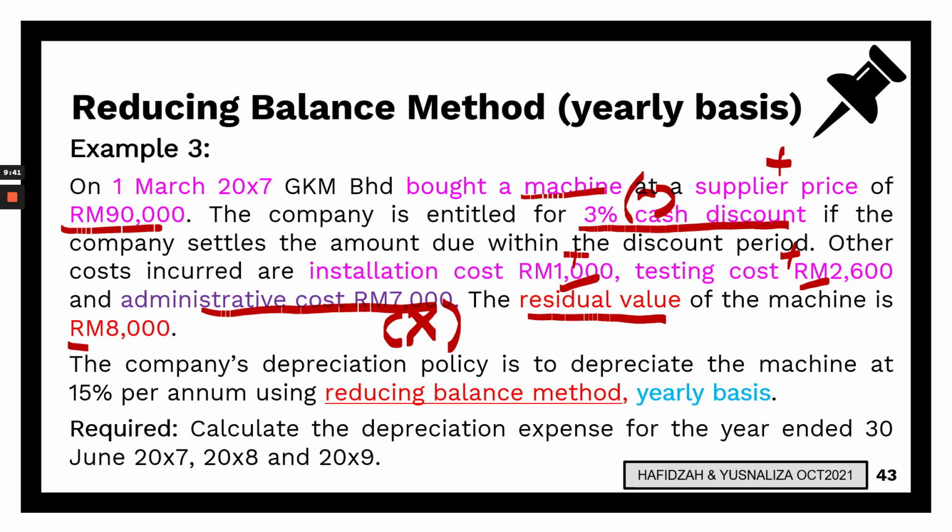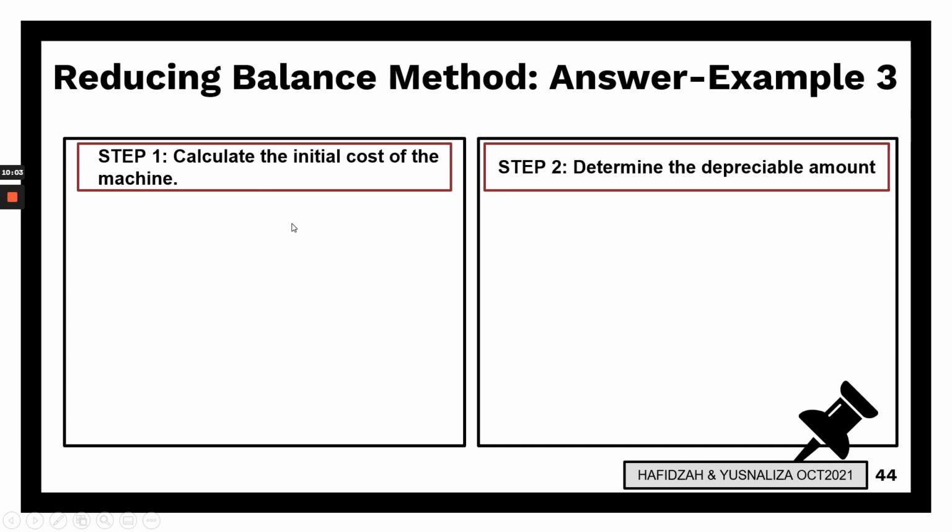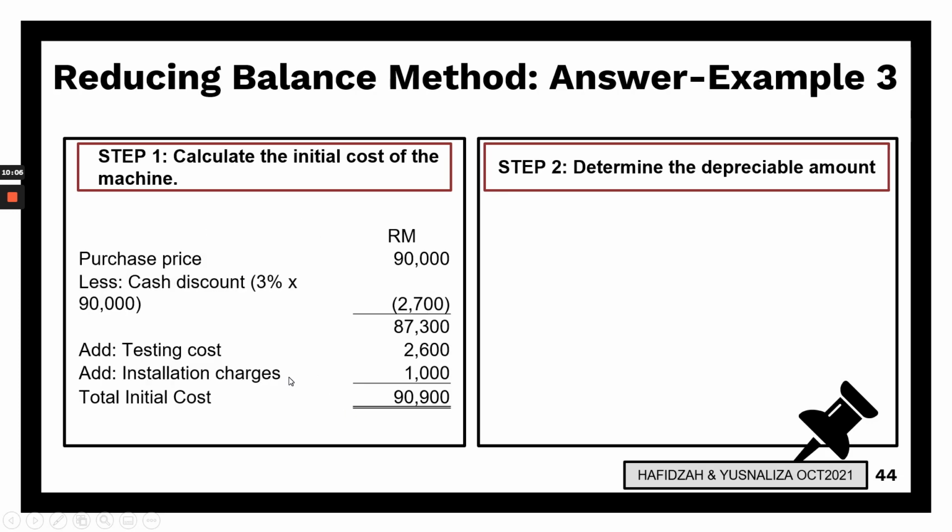Capital expenditure is only those costs that are being added, but admin cost is revenue expenditure. There is a residual value. Even though there is a residual value, you are not going to use it in the calculation for reducing balance method, because residual value only applies for straight line method. The basis is yearly. So let us look at the calculation under reducing balance, as the theory says that more depreciation will be in the earlier years, less depreciation in the later years. So the same thing, calculate the initial cost. Take note of the percentage of cash discount that was based on the purchase price, and add the testing costs and installation. Do not include the admin costs. So that is the initial cost.